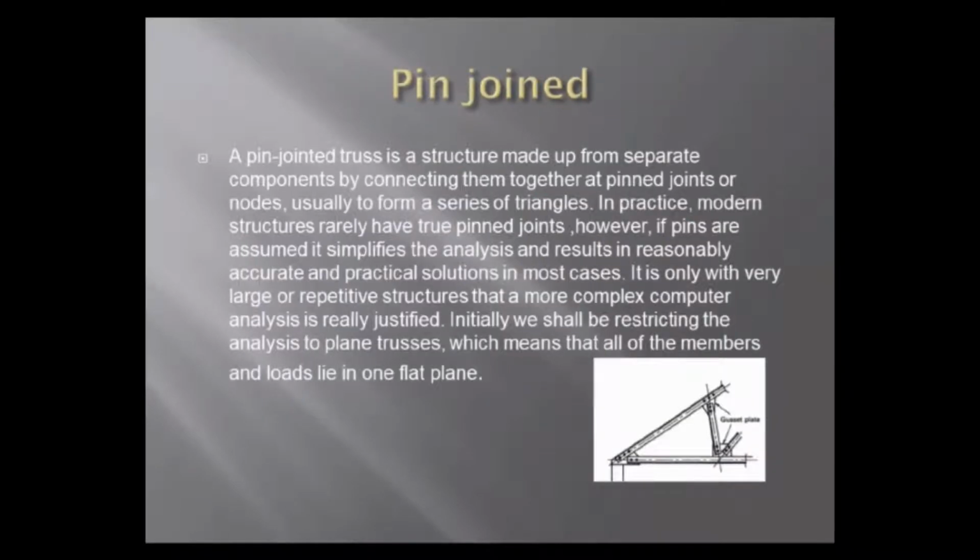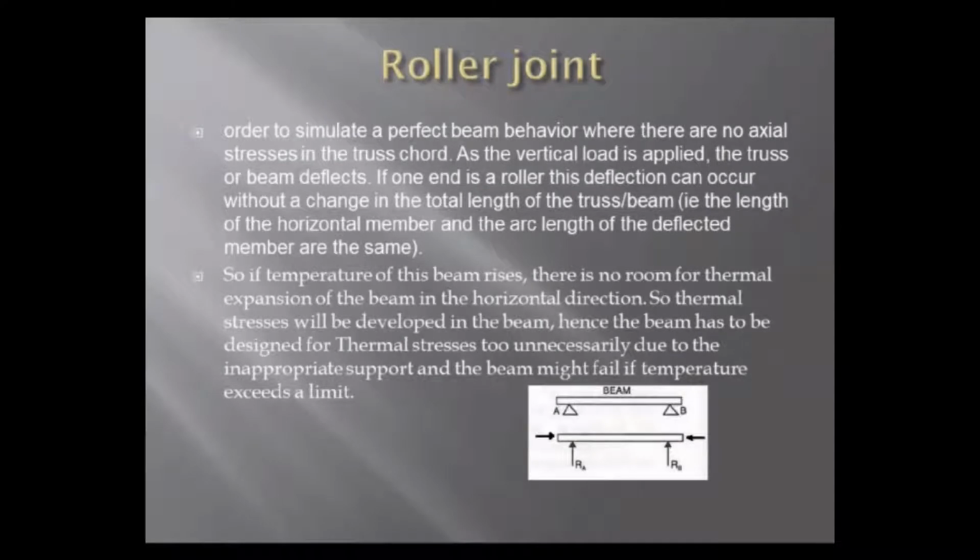There are three major joints in this diagram where pin joint. Pin joint truss is a structure made up of separate components by connecting them together at pin joint or knots, usually to form a series of triangles. The second joint is in order to simulate a perfect beam behavior where there are no axial stress in the truss cord as the vertical load is applied.